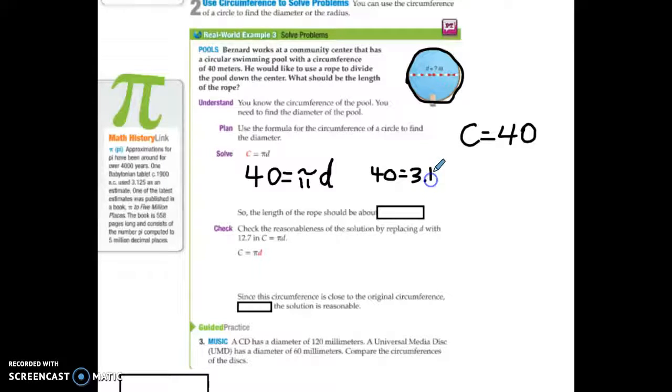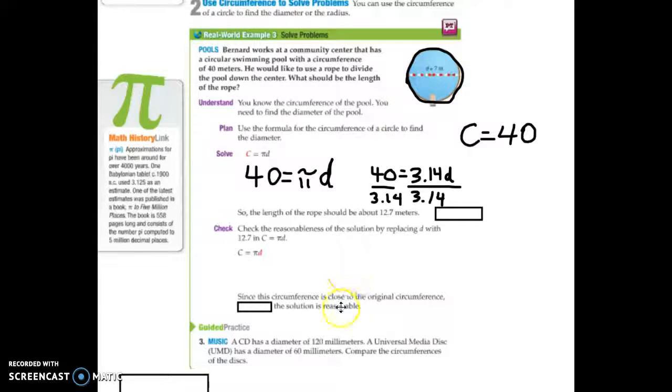If I have 40 equals 3.14 times my variable, this is an equation. How do you solve this equation? Well, you're taking 3.14 times d, so you have to do the inverse or the opposite. So you divide by 3.14, or you divide by pi. 40 divided by 3.14, that's going to tell me what my diameter is, and it is 12.7 meters. So that's how long a rope you need to go across the middle of this circle.